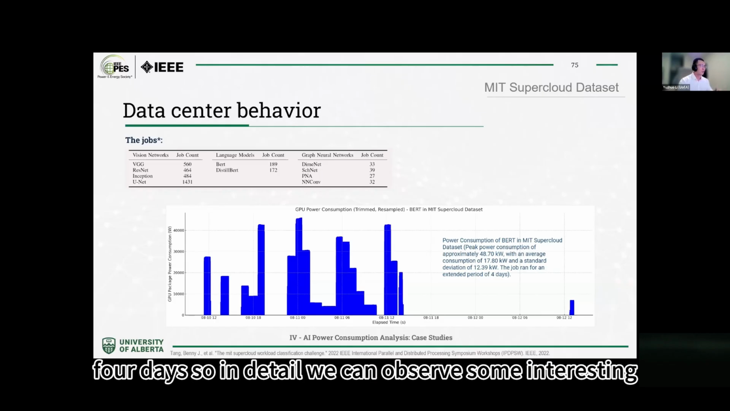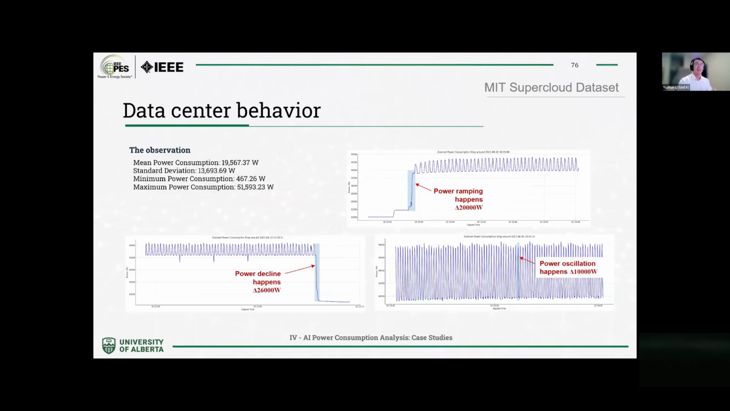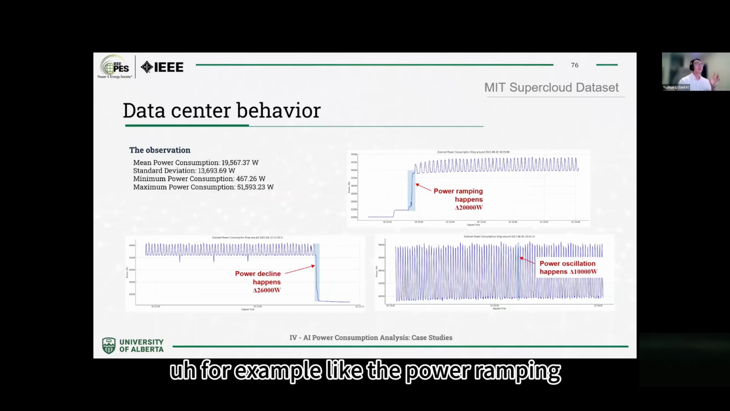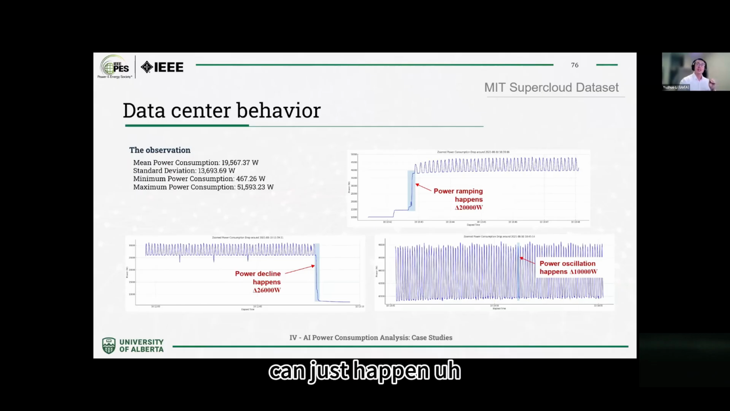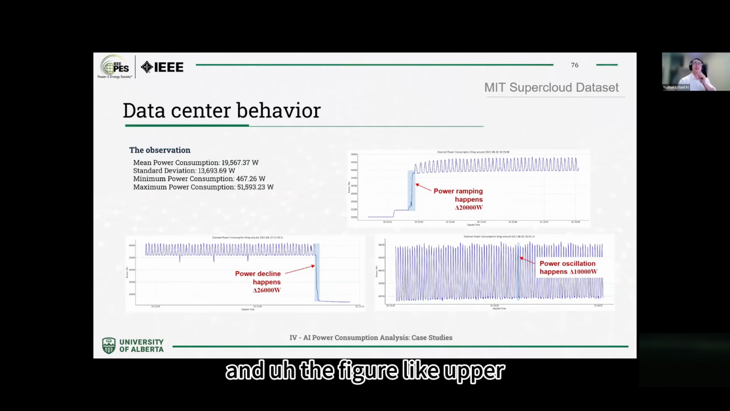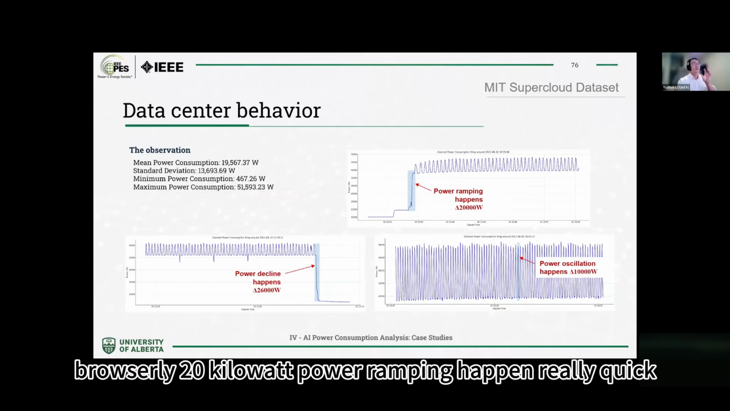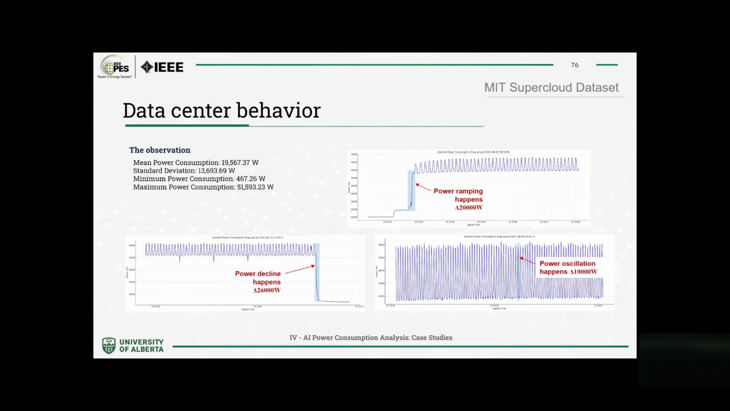So in detail, we can observe some interesting dynamic behavior inside. For example, the power ramping can happen at the beginning stage of the training, and the figure on the upper right-hand side shows a roughly 20 kilowatt power ramp happening really quickly.